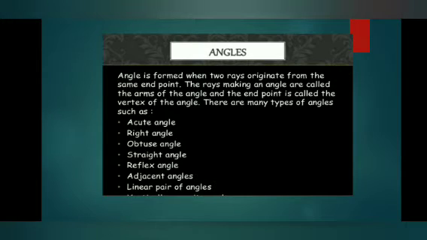of the angle. There are many types of angles: acute angle, right angle, obtuse angle, straight angle, reflex angle, adjacent angle and linear pair of angles. Now we are going to see the definitions of each and every angle with examples.